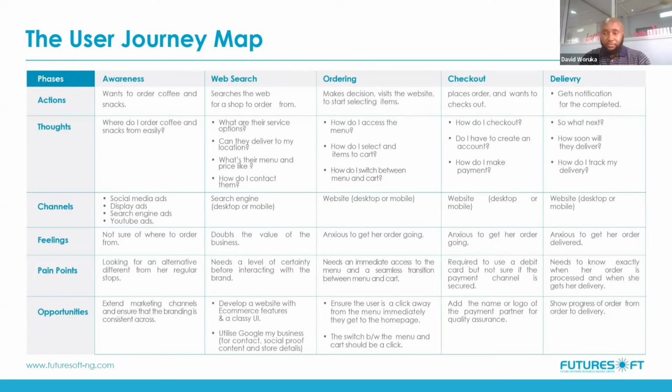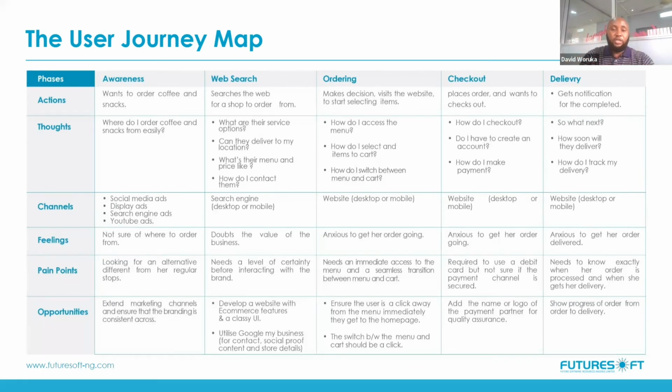So for delivery, when she gets notification for the completed order, what next? How should we see delivery? Those are some of her thoughts. The channel is still your web. She's feeling still unsure, she wants her order delivered. So her pain point is she needs to know how she is getting this delivery. So you can show progress of her order, from the order being processed to delivery. If she has finished placing her order, you can show progress: order processing, or order being delivered. And you can even do live tracking, if you want to go to that extent, to ensure that she's satisfied.